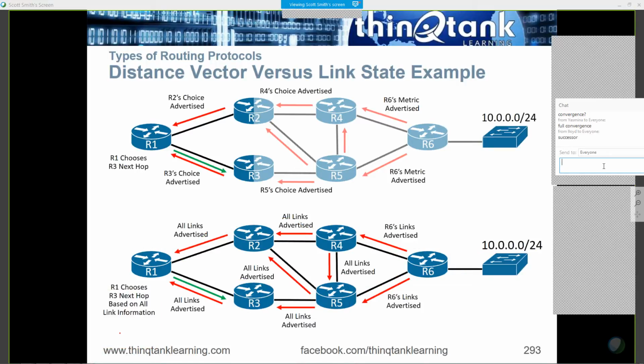Now, if router 1 wants to choose how to get to the 10.0.0.0 subnet, does it have to rely on what the neighbors chose? If it has a complete picture of the topology, can it make its own decision on how to get to that destination? It can say, well, I could go this way, and this way, and this way, and that's going to cost X. Or I could go this way, and this way, and this way, that's going to cost Y. But it's making its path decision based on understanding all of the complete paths as opposed to just what the neighbor tells it.